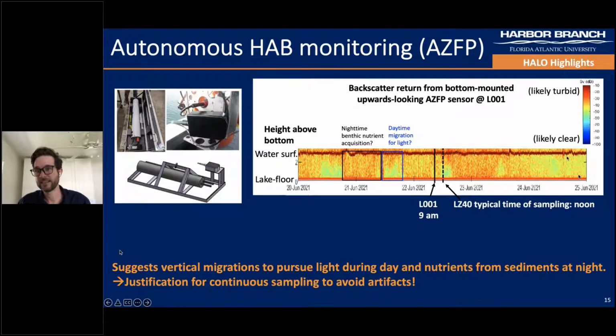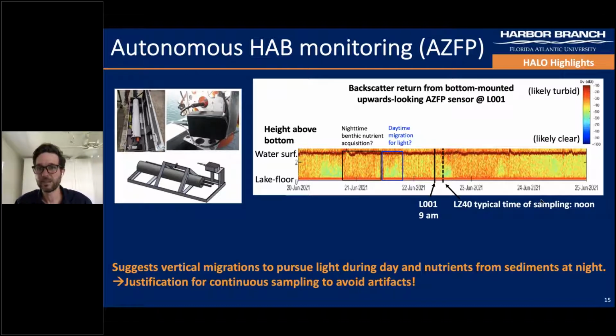Now, granted, this single deployment is only from this L1 site, so we're not sure if the same thing actually happens at this LZ40 site. So it's a little inconclusive as to whether the vertical stratification differences that we saw spatially were due to the time of day that we sampled, or based on some other environmental factor like the enhanced turbidity. Maybe it's a little bit of both.